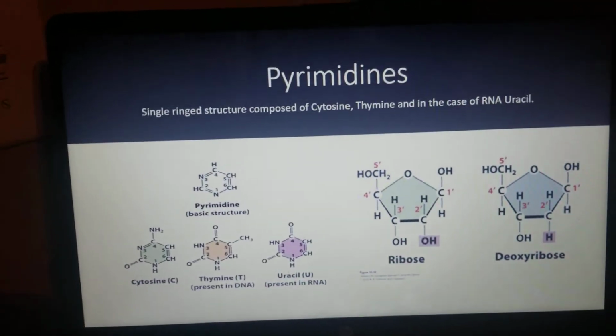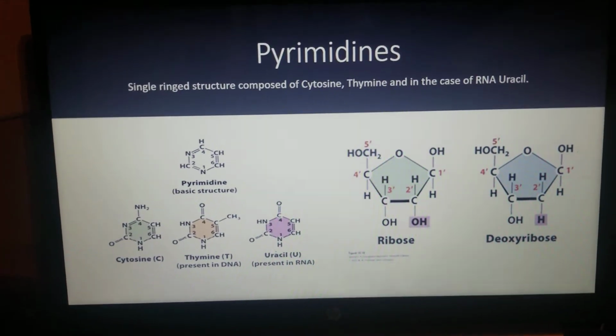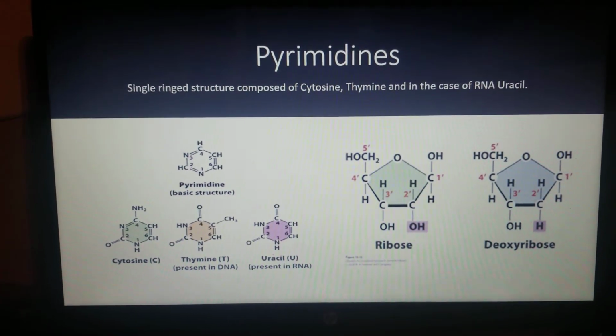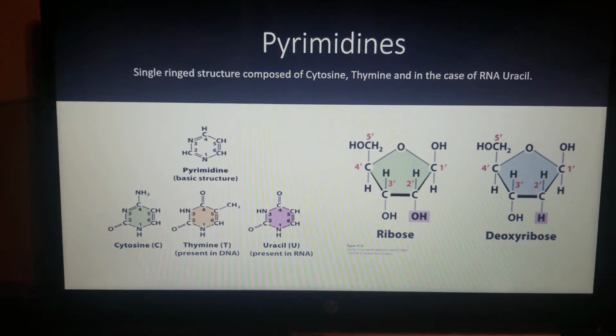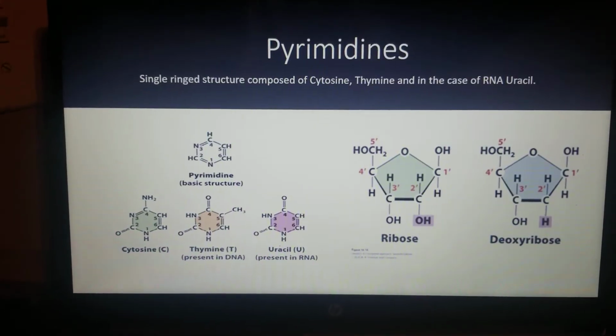To determine if it is RNA or DNA, the ribose has an O, which means it has an oxygen, so that would be RNA. Deoxy would mean the loss of the oxygen, so that would be DNA.